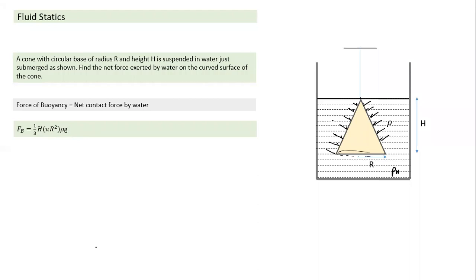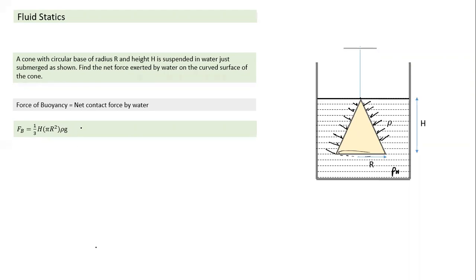But force of buoyancy is the net contact force. We don't want the net contact force. We only want the contact force acting on the slant surface. The surface has two parts here, the slant surface and the bottom surface. So to find the force on the slant surface, if I find the total force and subtract the force acting on the bottom surface, I can find the force acting on the slant surface.